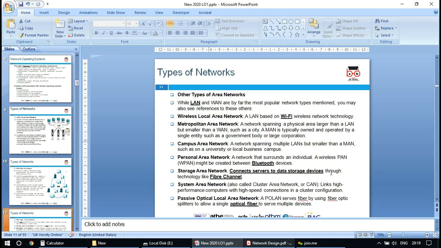So apart from LAN and WAN, there are other networks like metropolitan area network, campus area network, personal area network, storage area network, system area network, passive optical local area networks. You must have heard about a few or all of them, isn't it?